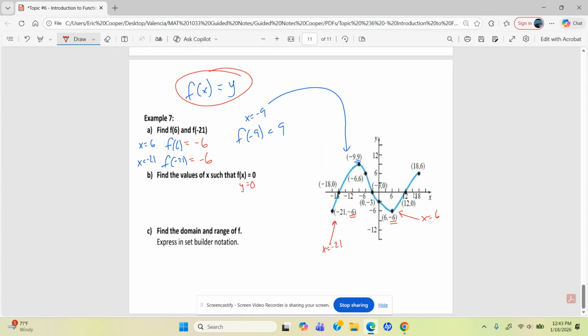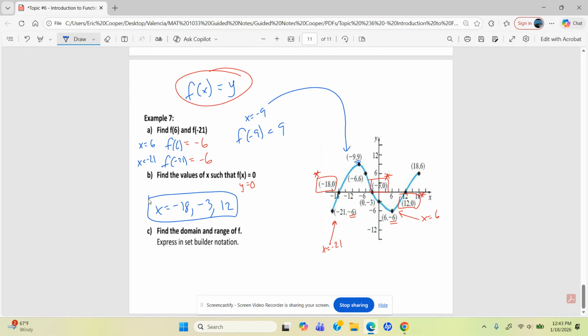So as I go through and I look, there's 3 points where I see y equals 0. We have 1, 2, and 3. All 3 of these points that I'm putting a star next to have a y that's 0. That means their x values are the solutions that I'm looking for. So we would say the x's are negative 18, negative 3, and 12. Those are all the x values that when I find them in the graph, they come back with f of x equaling 0, or y equaling 0.